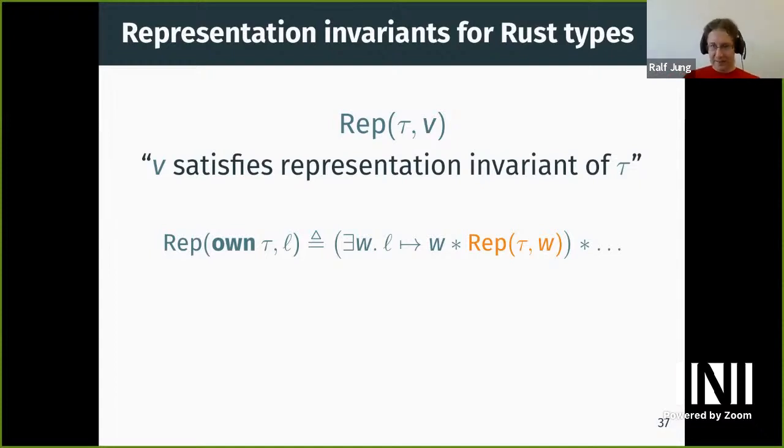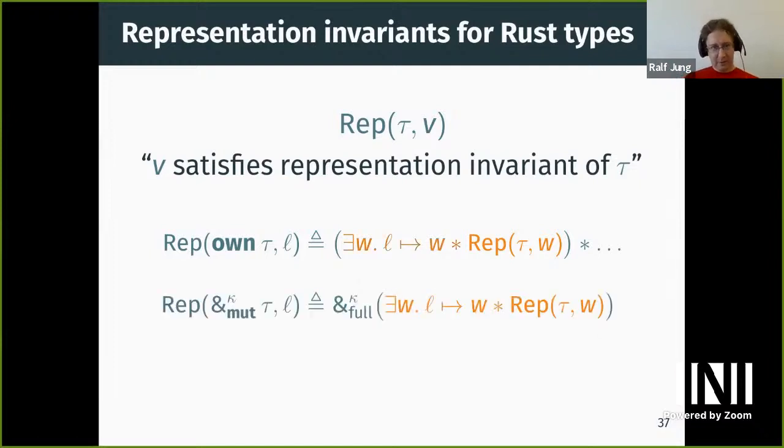Now, owned pointers are still fairly simple. Things become interesting and complicated once you consider borrowing. So at first sight, this doesn't look that bad. The representation invariant for mutable references looks almost the same as that for owned pointers. Indeed, the highlighted parts are exactly the same, which should hopefully make sense because the idea of a mutable reference is that temporarily, for some lifetime, you basically have full ownership of that memory.